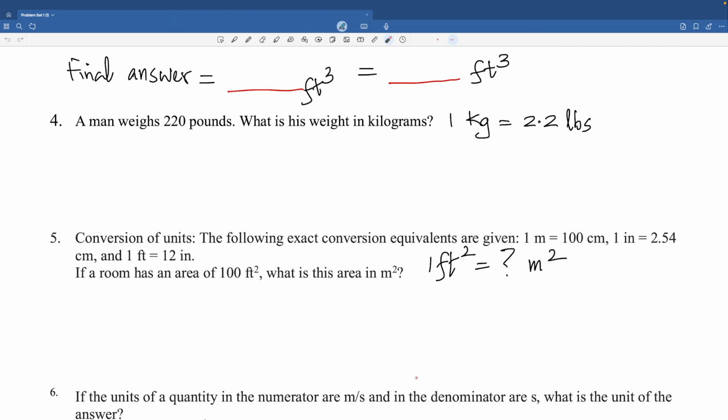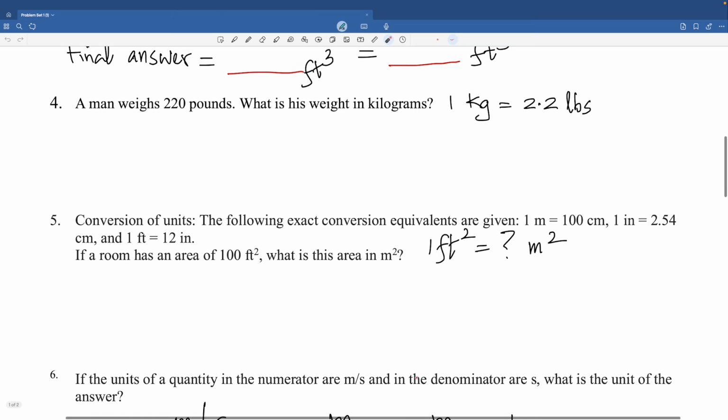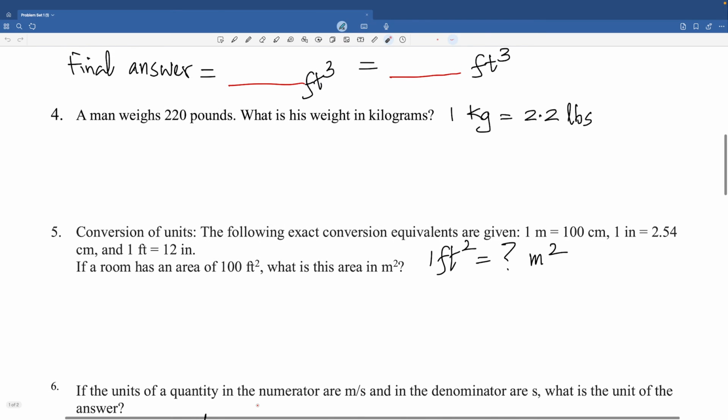Number 6 says, if the units of a quantity in the numerator, meaning what's on the top, and in the denominator are given. So in the numerator, you have meter per second, that means meter by second. And in the denominator, you have second. What's the unit of the answer? Now, many times students think that the second will cancel out and you would get meter, which is incorrect.